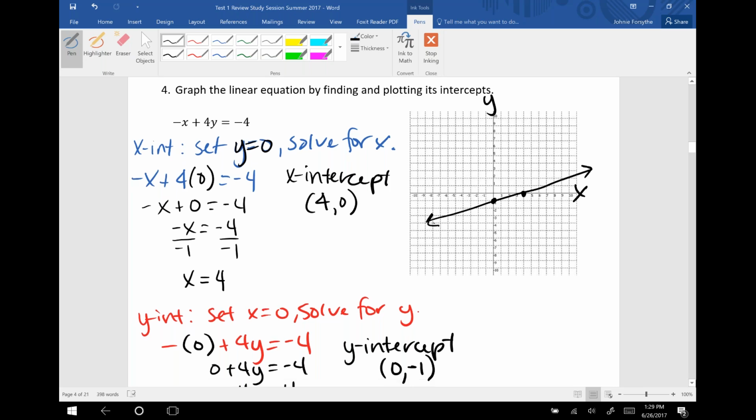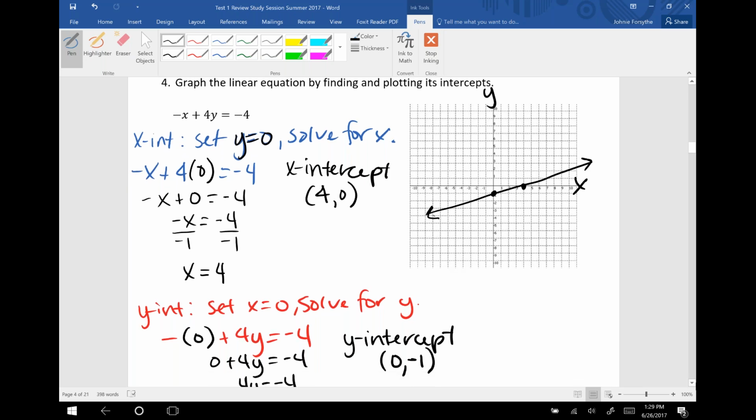Any questions about this problem? So is it pointless to set it as y equals mx plus b? It's not pointless at all. What's happening is that you're going to be equipped with intercepts, a table, y equals mx plus b. Three different ways you could graph an equation.